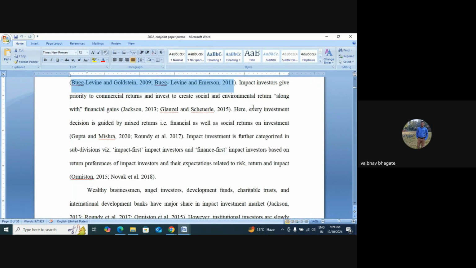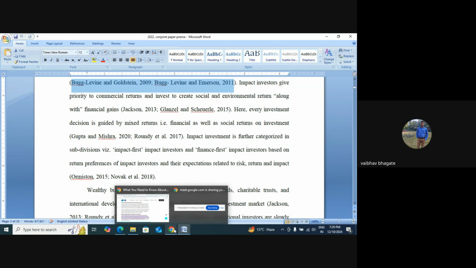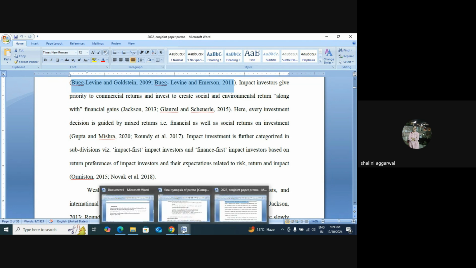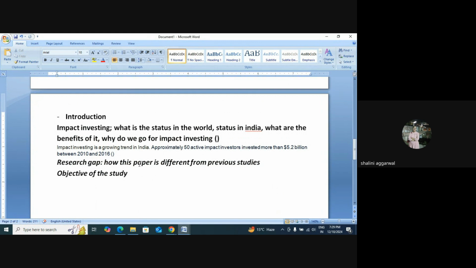Ma'am, instead of writing that in-text citation, sometimes numbers are given. That is a different way of referencing. That's it. Nothing more. So which is the right method? Whether to write the name of the author and year, or only a number? No, here you can write this as one. This is another way of in-text citation.